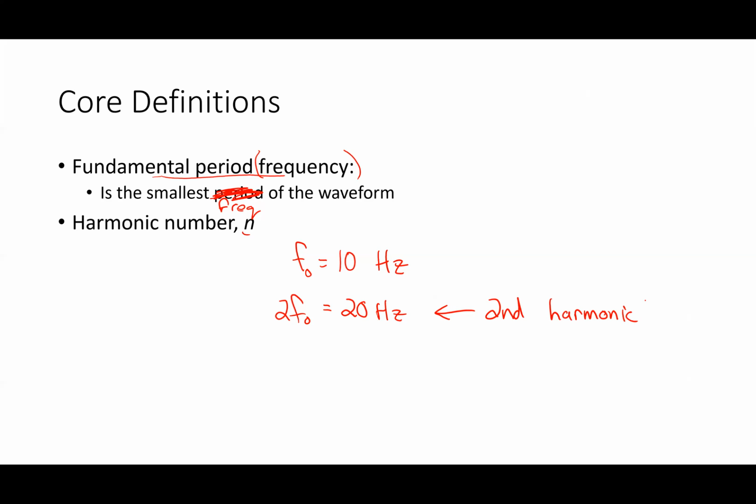Okay. Now, if I had 3F0, that would be what? The third harmonic. Yeah, 30 hertz. Okay, 30 hertz, my third harmonic. And I don't necessarily have to have all of the harmonics in any given waveform.